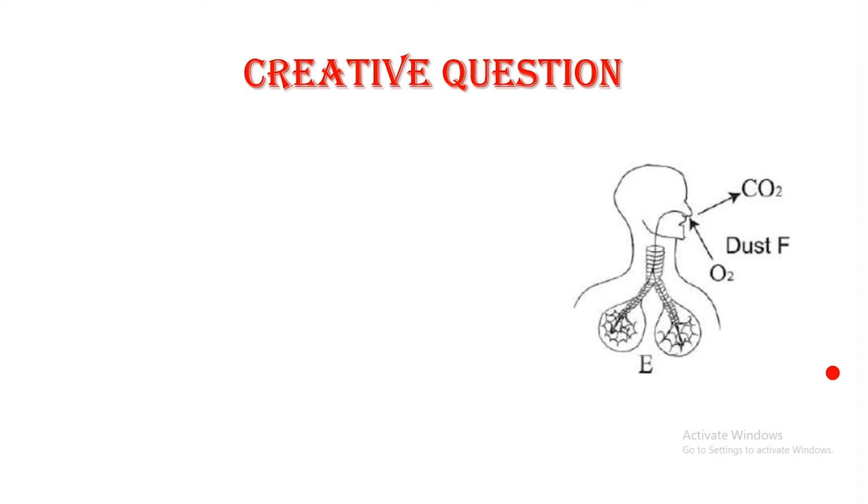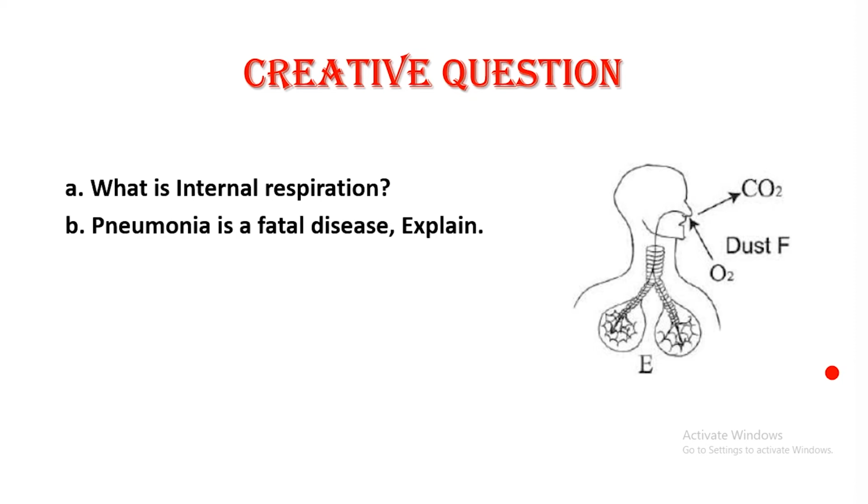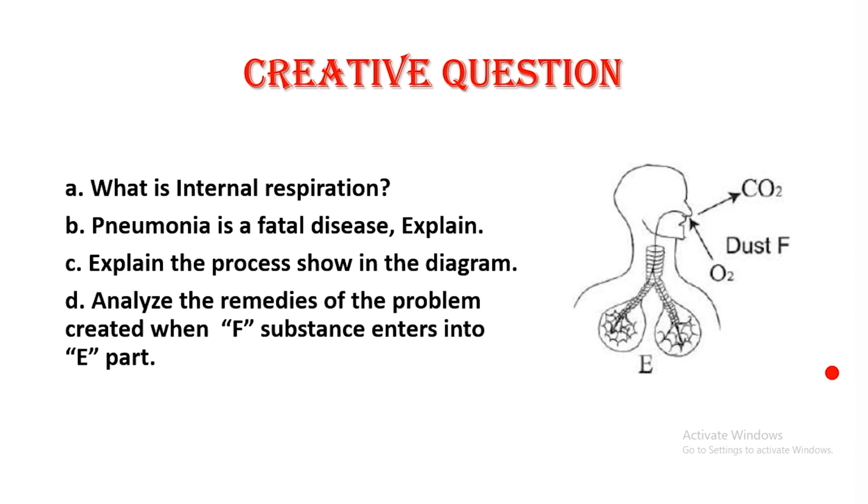Now I'm going to discuss the creative question. For number A: What is internal respiration? For number B: Pneumonia is a fatal disease. Explain. For number C: Explain the process shown in the diagram. For number D: Analyze the remedies of the problem created when F substance enters into the E part.